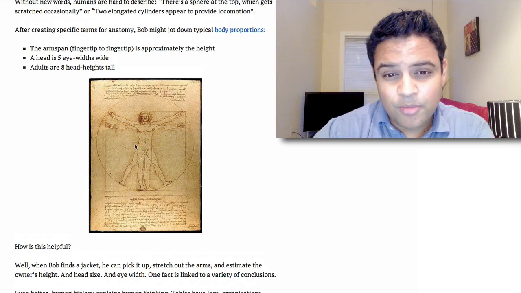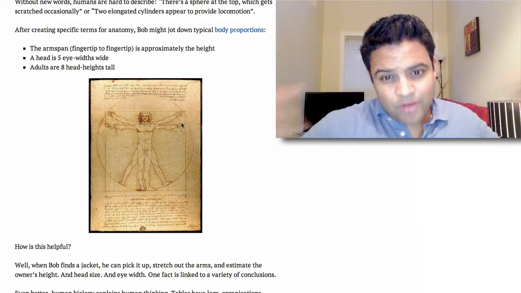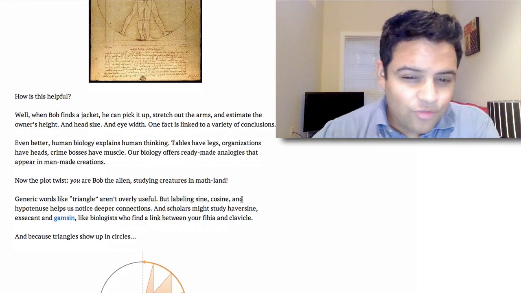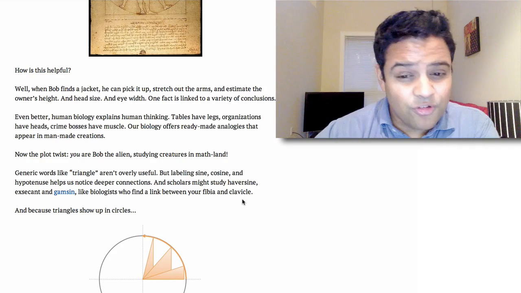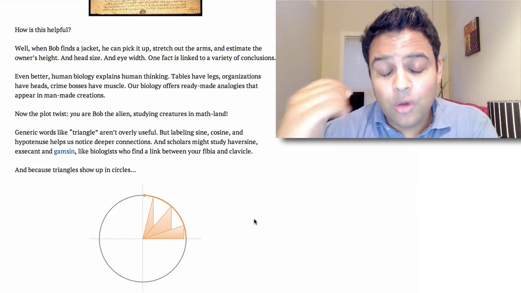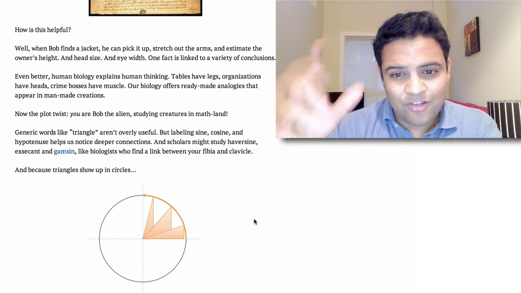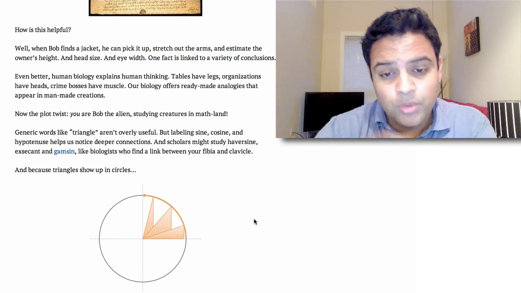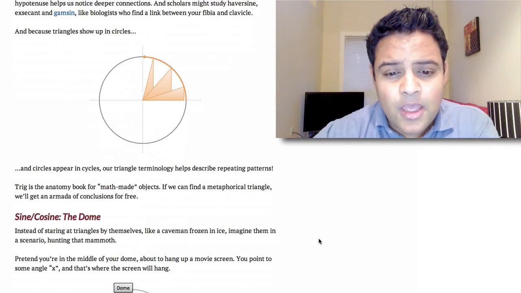So just like in a person, their arm span is equal to their height. In triangles, there's certain connections, in circles, there's certain connections, and the more that we know about them, we can use those facts to get free results that we wouldn't have before. So let's just take a look.